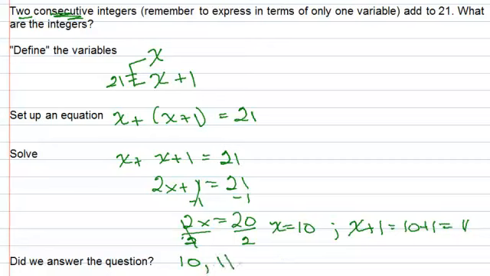Now how do we test that? Well, we go back and we say, are they consecutive integers, 10, 11? Obviously they are. And do they add to 21? 10 plus 11 is 21. So we have got our answer.